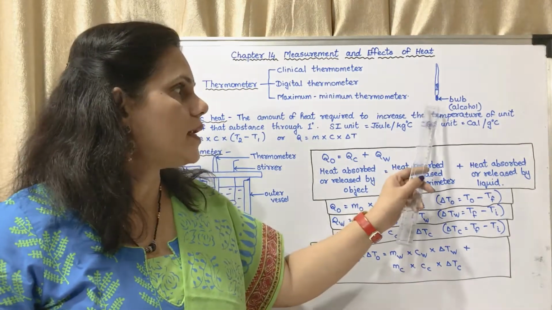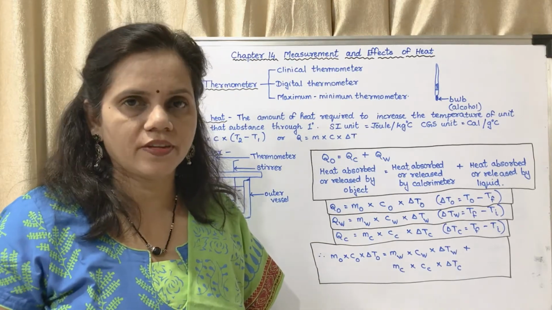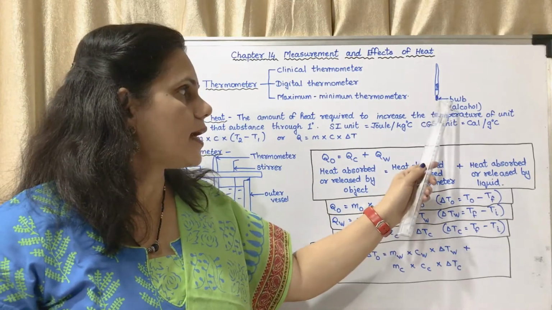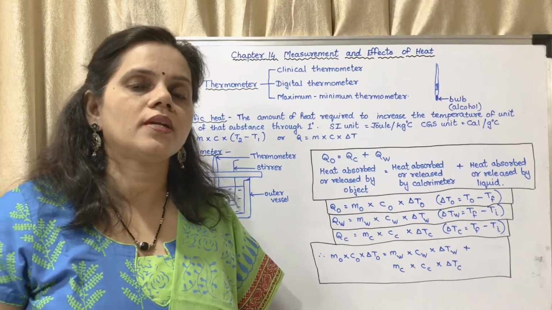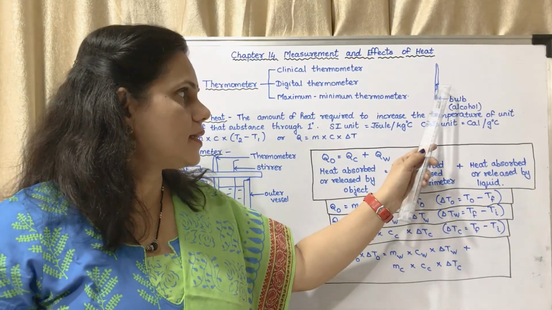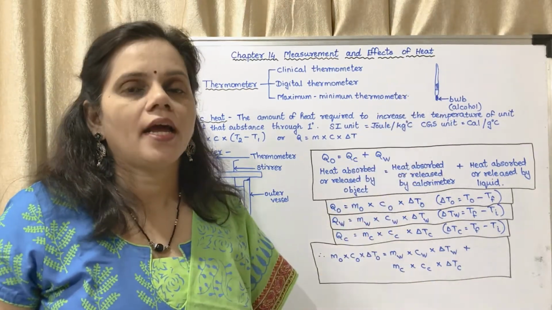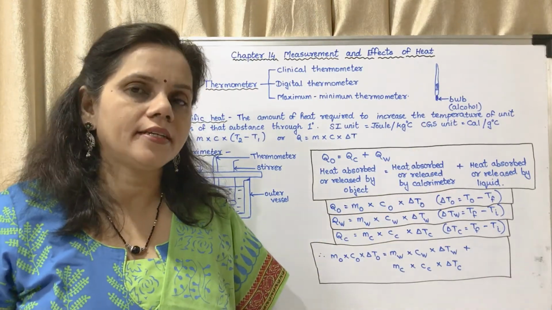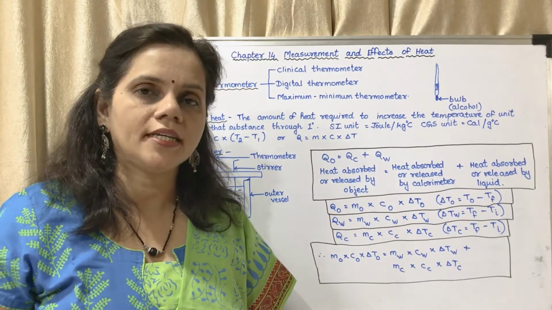Now when this bulb comes in contact with a hot object, a hot surface, this alcohol expands and rises up through the tube, the capillary inside, and there are graduations. The measurements have been marked on the tube, and according to the expansion of alcohol you can take the readings and measure the temperature. That is about the clinical thermometer.